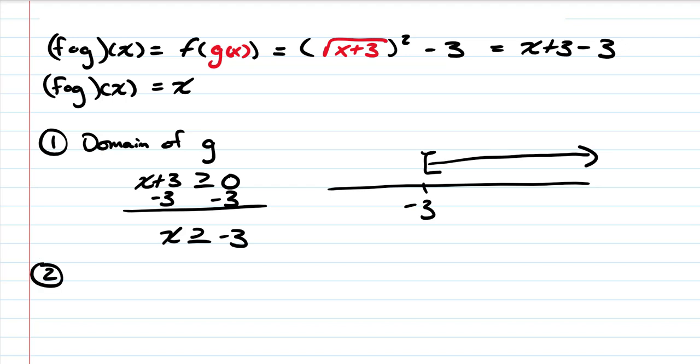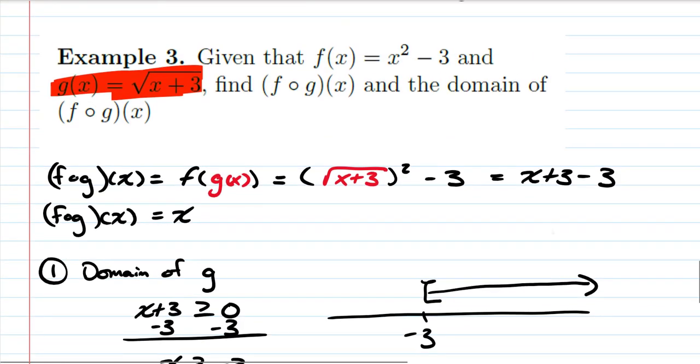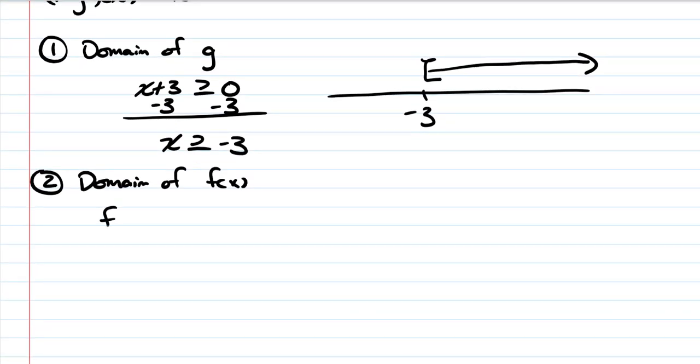So then step 2 is we need to find the domain of f. Well, f is x squared minus 3. And there's no number that we can't square and take away 3 from, so this has domain all real numbers.